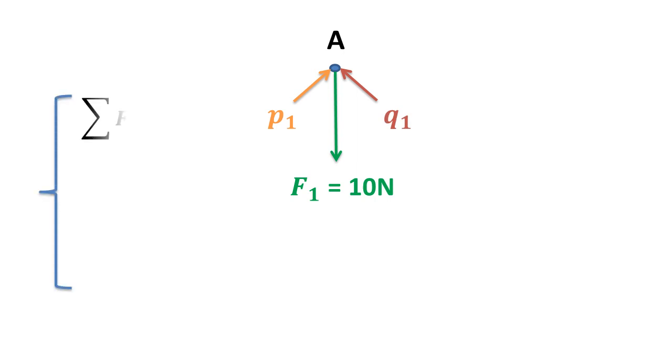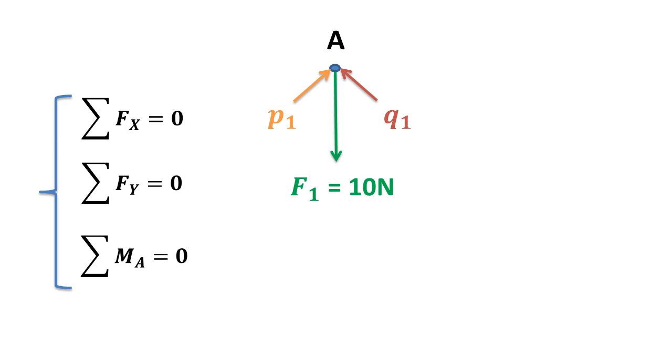For example, consider a joint A. We know the given load, F1. And we know that there are 2 member forces acting on the joint. As joint A is in equilibrium, we can use the equilibrium conditions to find the member forces. We can use the method of joints to find the unknown forces. We will introduce this method in the next video.